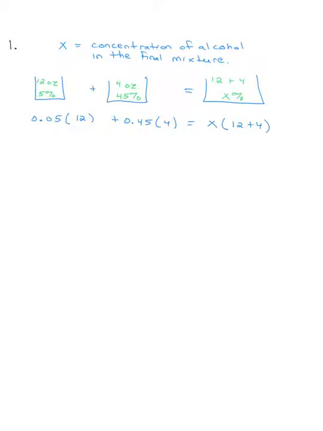Now all we have to do is actually solve this equation. Okay, so we get 0.6 plus 1.8 is equal to 16 times x. So then we have 1.8 plus 0.6, that is 2.4. And if we divide both sides by 16, we have our answer, which is 0.15. And since I want to write this as a percent, this means 15% alcohol in the final mixture.